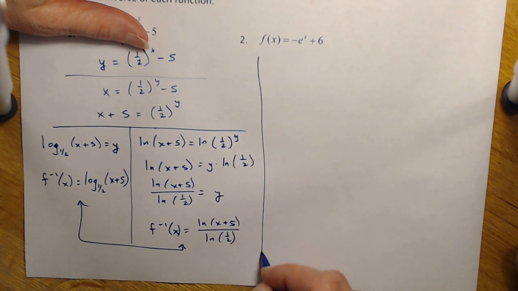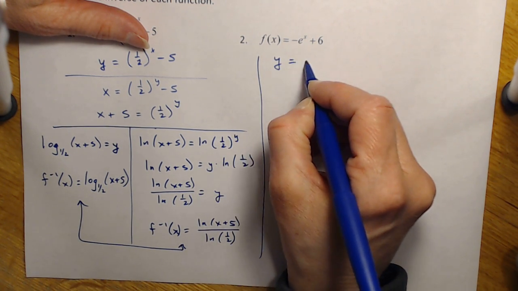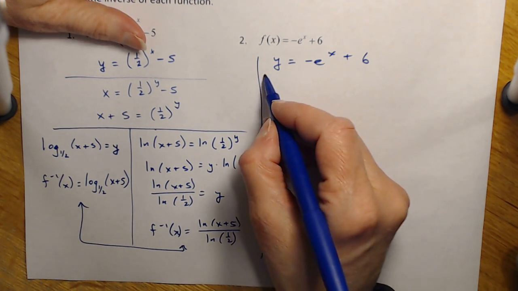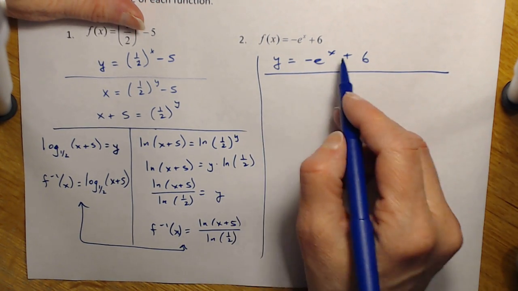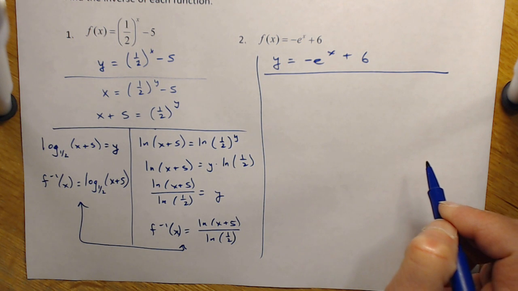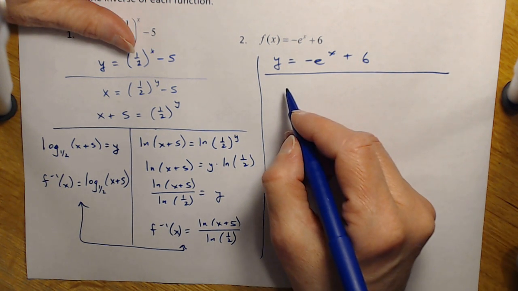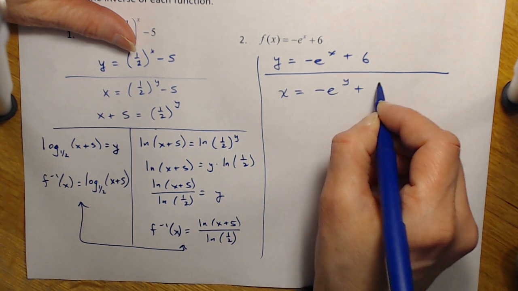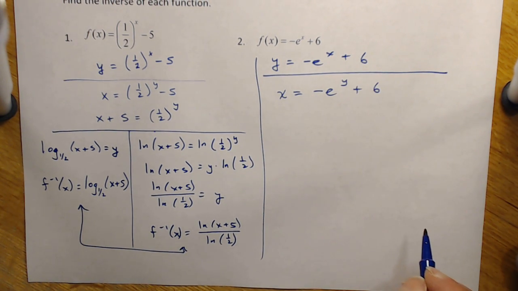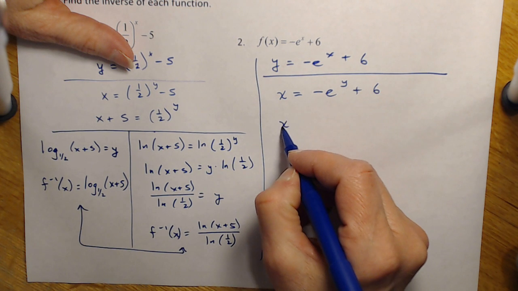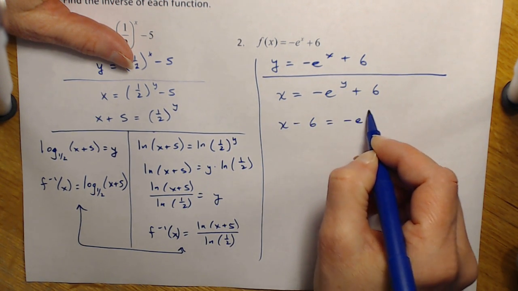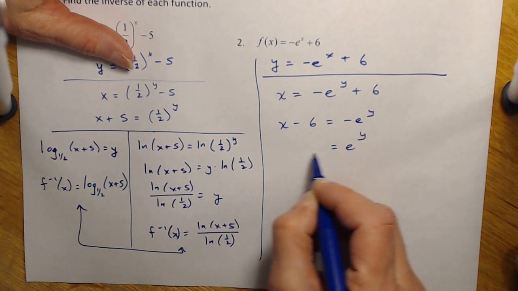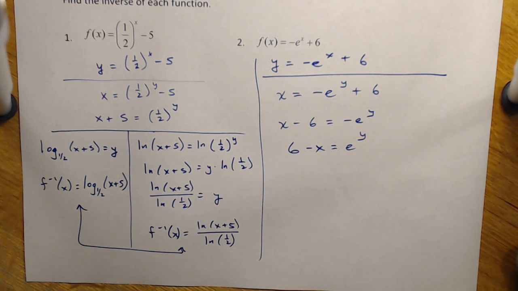All right. Second one, again, we want to find the inverse. So I just introduced the y notation. Again, I always put a line here because nothing has happened at this point. Okay. Switch the role of x and y and solve for y. So I subtract that 6. And we've got to get the exponential alone, so divide by -1. And I'll just switch the signs over here.